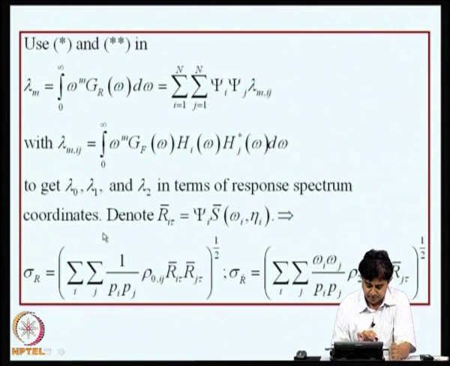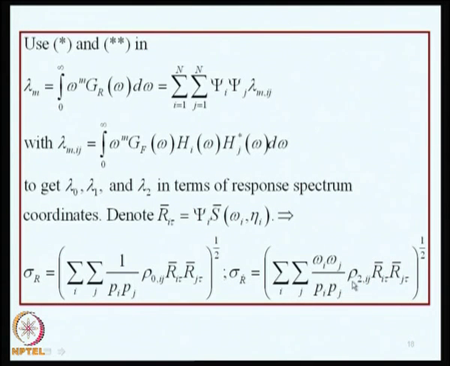Now, we can use the formulas star and double star to get lambda_0, lambda_1, lambda_2 in terms of response spectrum coordinates. Now, if I denote R_i tau bar as psi_i into S bar (omega_i, eta_i), I can show that the standard deviation of the response quantity R is given by this. P_i, P_j are the peak factors for the ith and jth generalized coordinates. Sigma R dot, similarly, I get in terms of this. This rho_0ij and rho_2ij, we now have expressions for in terms of system natural frequencies, mode shapes, damping, etc.